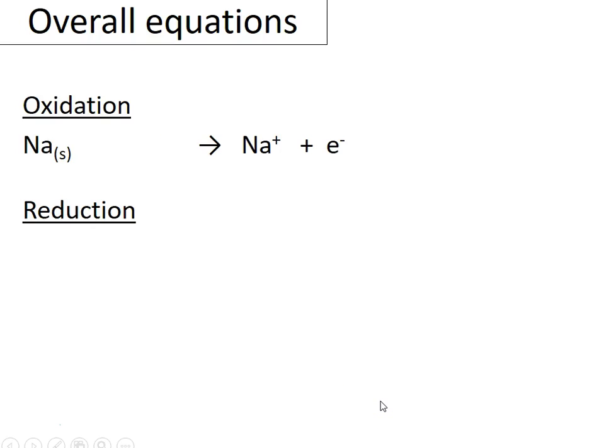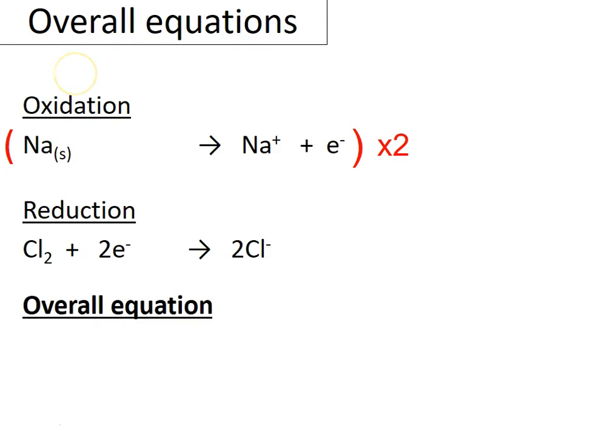For overall equations, when you put these two half equations together, you must make sure that the number of electrons being lost by one equation is balanced by the amount being gained. In the first equation, each sodium only loses 1 electron, so you have to do this reaction twice so that you get 2 electrons for the chlorine. When you put the two together, you put everything on the left together, just making sure that you've got 2 of these.